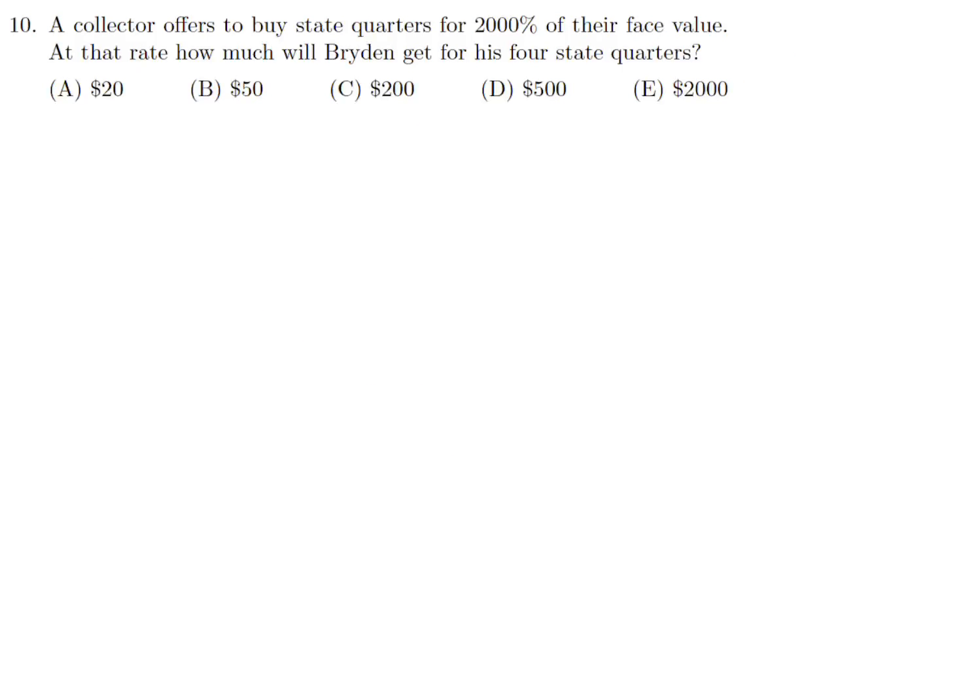A collector offers to buy state quarters for 2,000% of their face value. At that rate, how much will Bryden get for his 4 state quarters? Those of you watching outside of North America, a quarter is a coin. And it's a coin whose value is 25 cents. So similar to other countries, you have centavos, or you have other units of currency. In the United States and Canada, the unit is dollars and cents. So you're getting 2,000% of the face value.